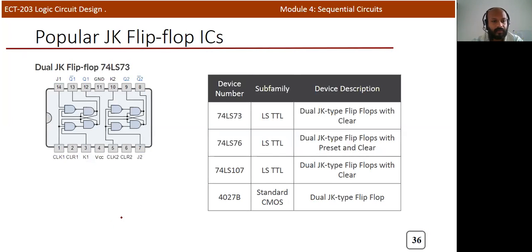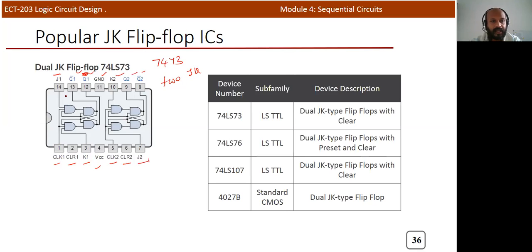Now this is the most popular JK flip flop IC that we are using. It's 7473. 7473 contains two JK flip flops. Here you can see the different inputs: clock signal, clear signal, K1 input, and here J1 input, Q1 and Q1 bar, and this is ground and VCC. Similarly, you can see the other clock, clock 2, clear 2 pin, and J2, K2, Q2, Q2 bar.